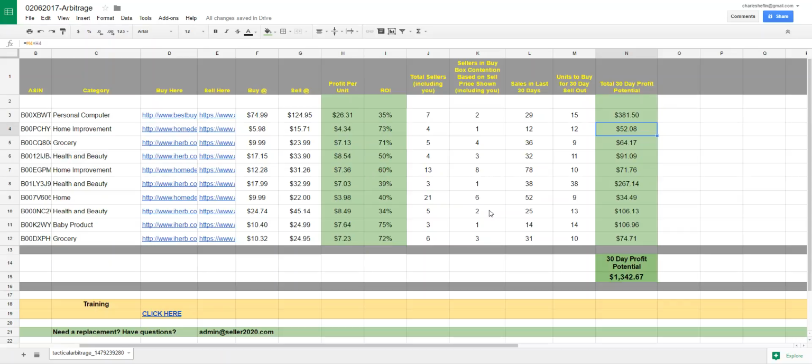But if you had looked at bestseller rank as your determining factor whether or not you would touch this product, you wouldn't have bought it. You passed it up. So this is what I'm talking about here. This is why you don't want to look at BSR. You want to look at actual data that happened in the last 30 days and base your decision on that.